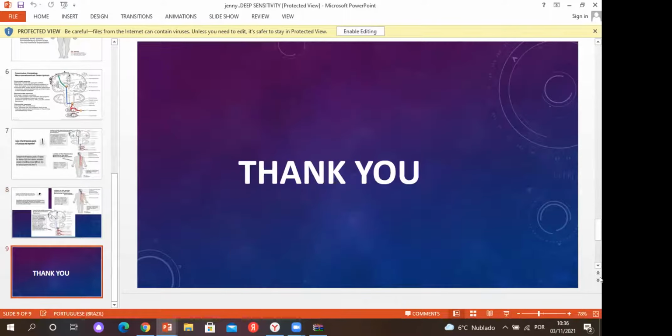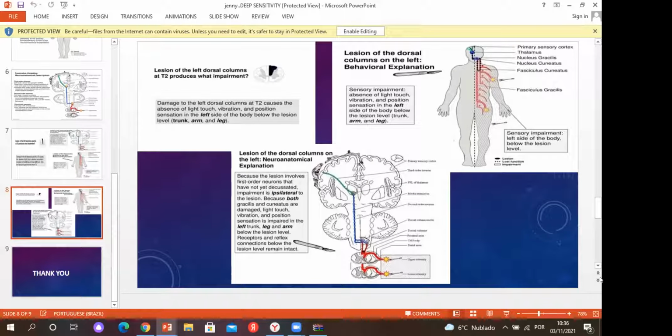When we talk about a lesion in the dorsal columns on the left, it normally happens with damage to the left dorsal column at the 2nd thoracic vertebra. It causes the absence of light touch, vibration, and position sensation in the left side of the body below the lesion level. It happens because the lesion involves the first order neurons that have not yet decussated, and the impairment is ipsilateral to the lesion because both gracilis and cuneatus are damaged.